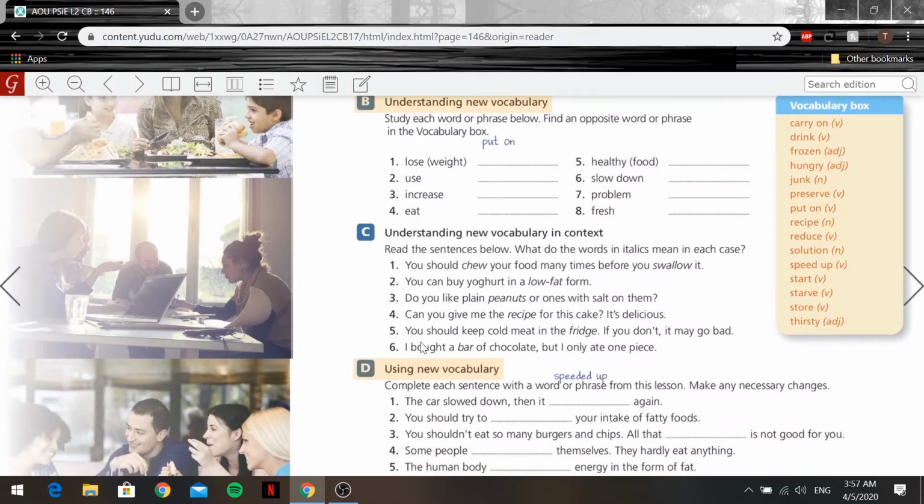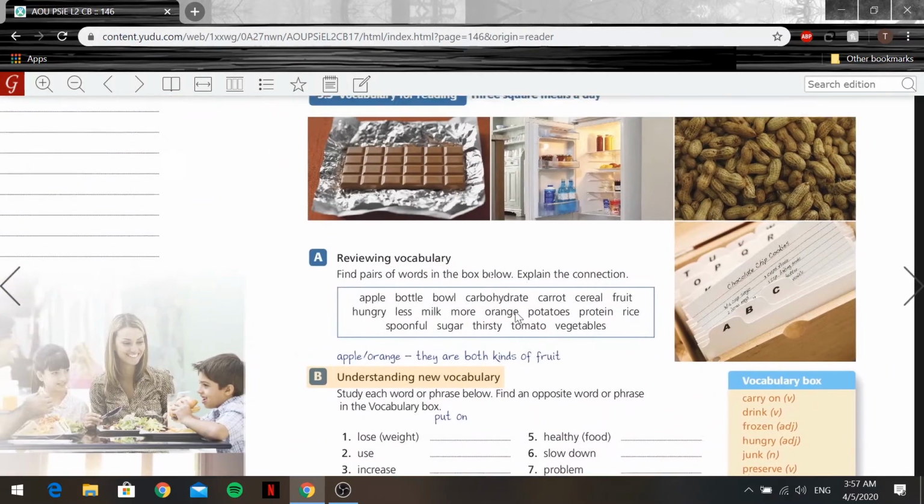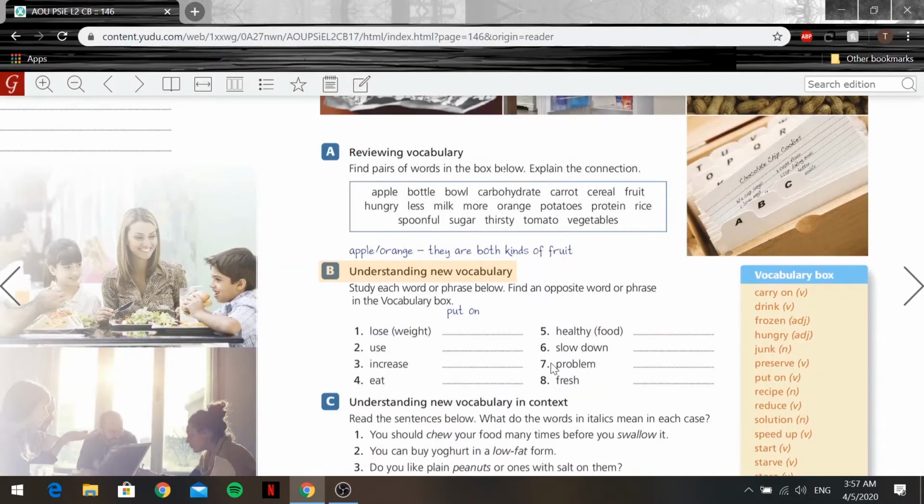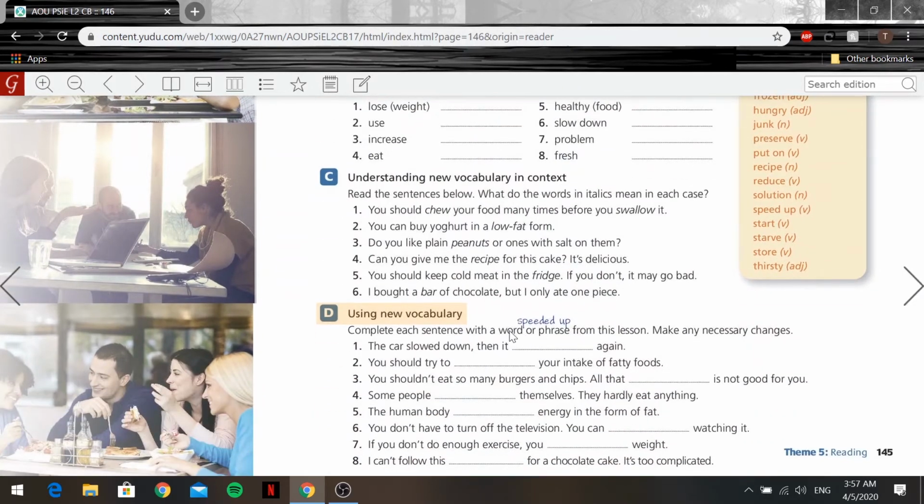I'll just go to 5. You should keep cold meat in the fridge. If you don't, it may go bad. The word fridge, what does fridge mean? I think this one's pretty simple. This is a fridge, you guys. The upper part of your refrigerator. All right, what else do we have?